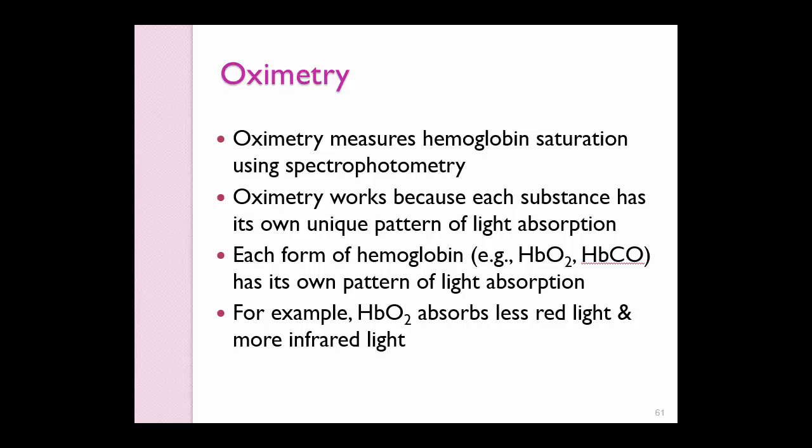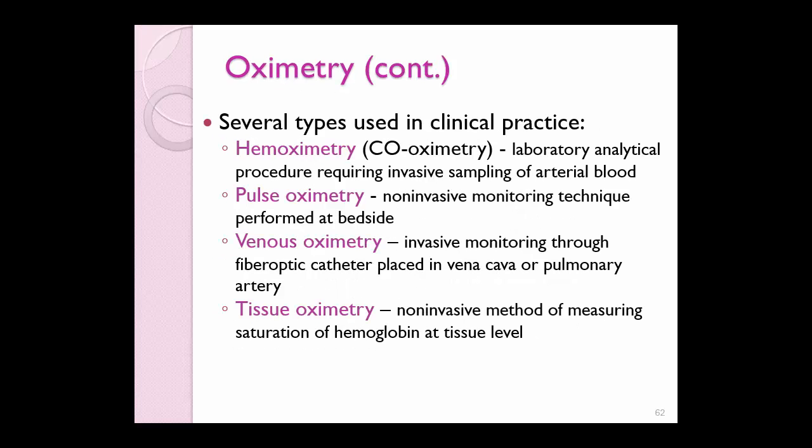So, for example, oxyhemoglobin absorbs less red light and more infrared light. So we have several types that we use. The co-oximetry or the hemoximetry. This is a laboratory analytical procedure requiring invasive sampling of arterial blood. And the idea there is the CO stands for carbon monoxide. And so we're trying to detect the carbon monoxide level in the blood.